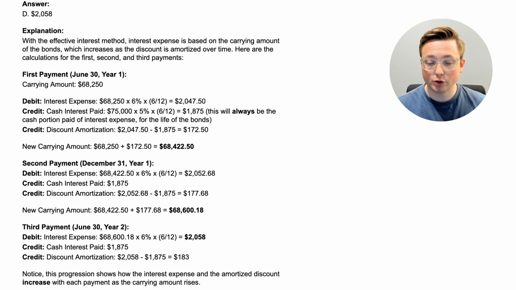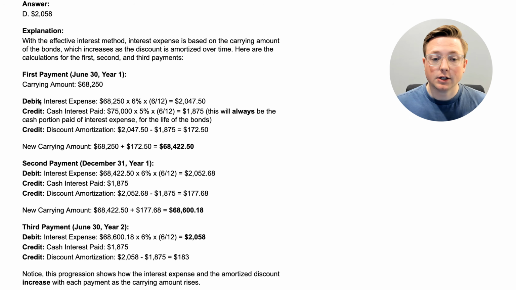So for the first payment, on June 30th, year 1, the carrying amount is $68,250. That is the discounted value. That's how much money they actually got for the bond. It was a $75,000 valued bond, but it was issued for $68,250, and that would indicate a discount. So just letting you know, again, we're dealing with a discount here.